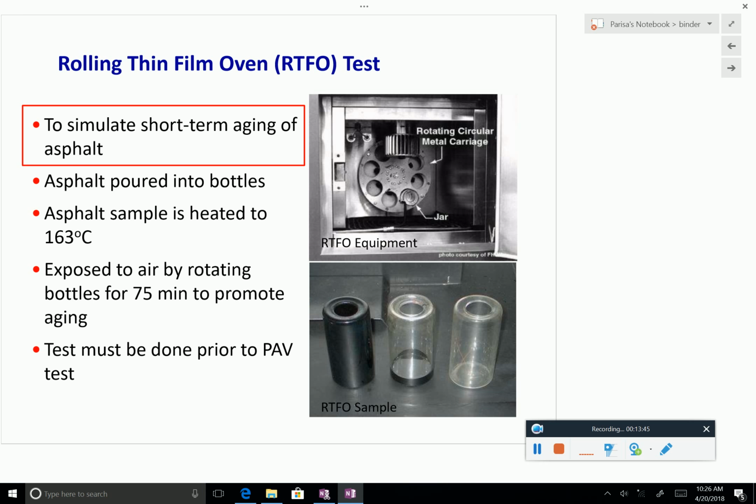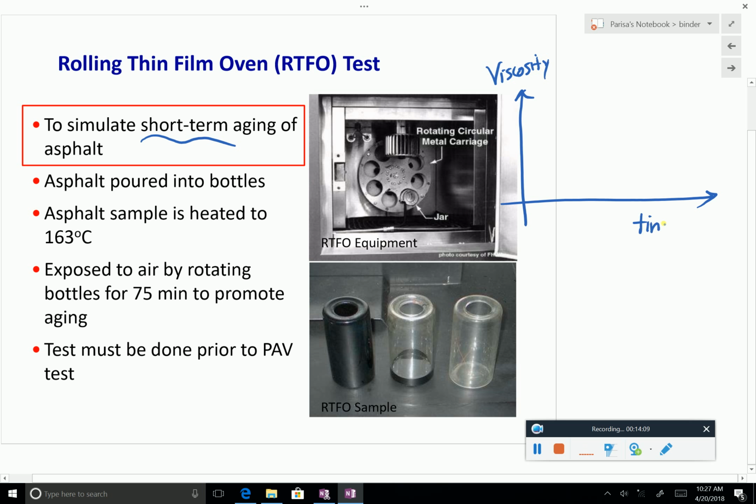There are some other tests. One is the RTFO test, rolling thin film oven test. This tries to simulate the short-term aging. Do you remember this graph? Last time I had a graph for you where we have viscosity versus time, and then 3 phases: at tank, construction, and afterwards. Do you want to try to draw it for yourself out of your memory? Draw it from what you remember from Wednesday and see if you can draw it. And then I'll draw it for you.